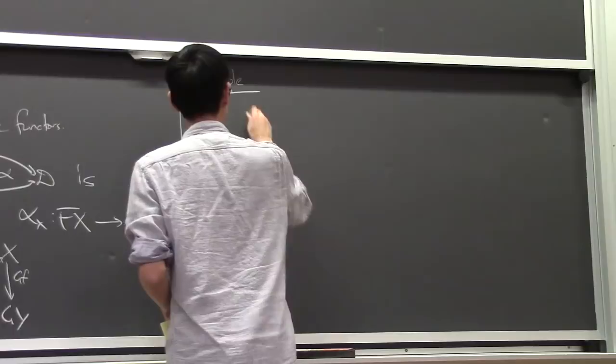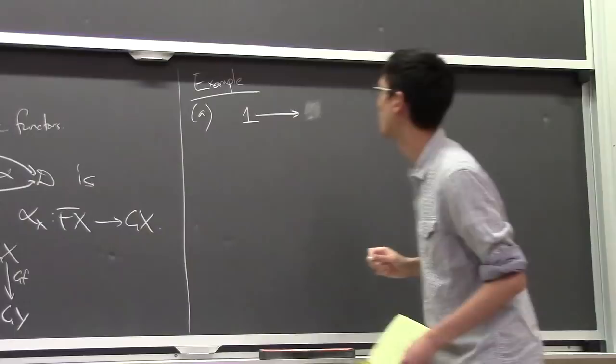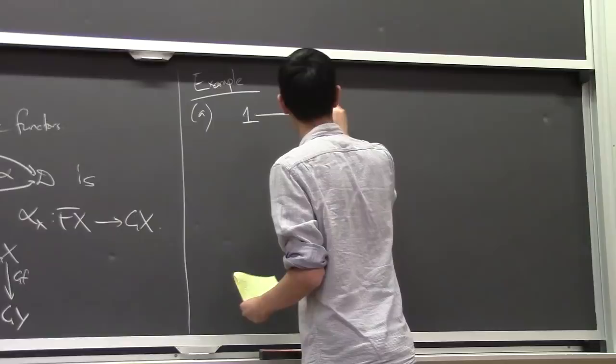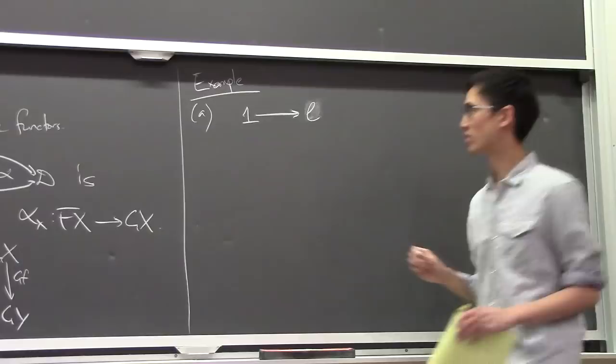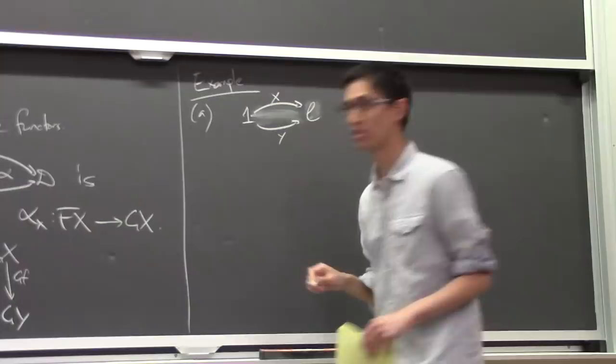Examples. If we go back to that example over there and just talk about functors from 1 to C, say, 1 to some category, right? So these are the same as objects. So let's say we have two objects in C. I'm going to abuse notation, just call them functors from 1 to C, called x and y.